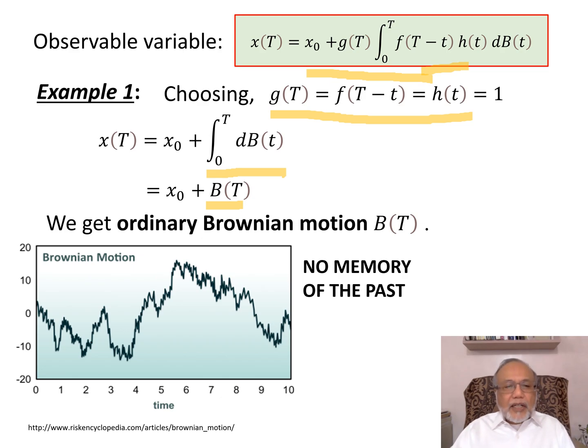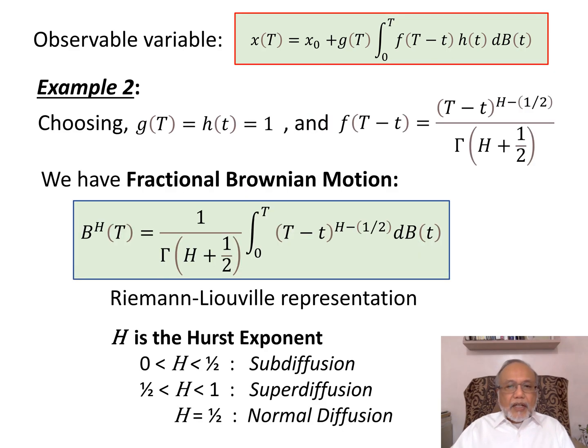Let's deal with another choice of the functions g, f, and h. Example 2. So again, we have our mother expression. And suppose this time we choose the g and h to be equal to 1, and the memory function f is given by this. Then if you plug in these values of g, h, and f in here, then you get the standard expression for the fractional Brownian motion in the Riemann-Liouville representation.